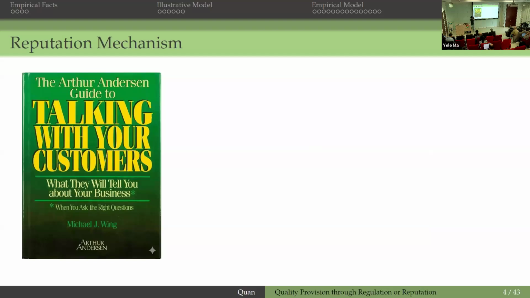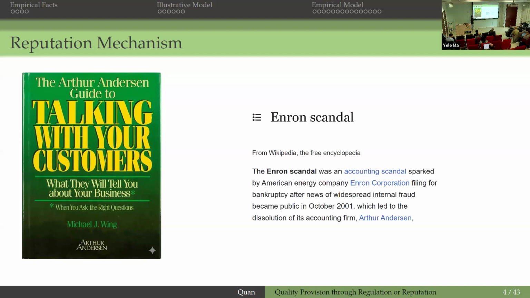So to encounter this problem, one way is market-based: reputation. Here I will take the typical example of Arthur Andersen. Arthur Andersen was the former fifth largest auditing firm in the US, and they claimed that they are very good at talking with their customers, but of course, the later story told us that they are very bad at talking with their investors. The Enron scandal occurred, and Arthur Andersen was found to have helped hide over 10 billion in debts from the financial statement of Enron.